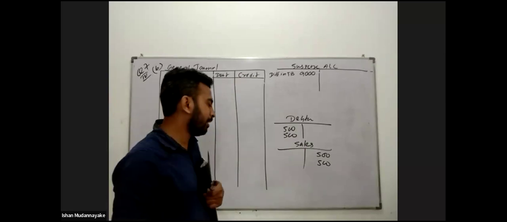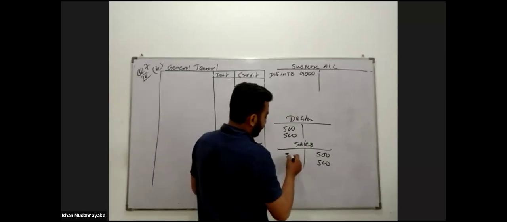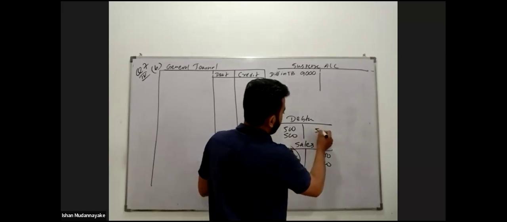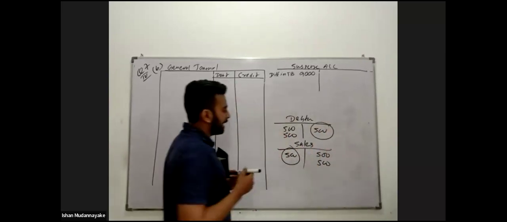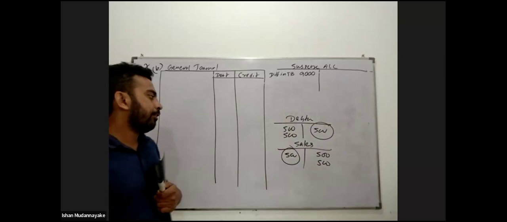How to correct this error? Sales account debit 500. Debtors account credit 500.